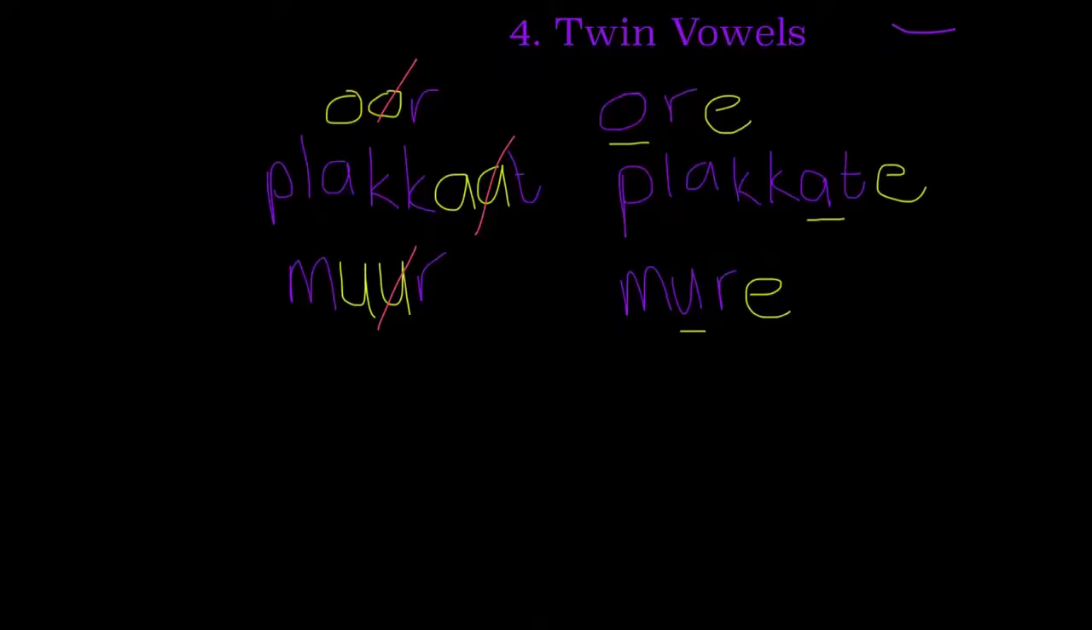So we just drop one of the twin vowels and add an E to the end, as we can see that I've done here. This means that the vowels still sound the same. Because the O is being kissed by the E, remember he's the brave leftover vowel, it sounds long. So oor changes to ora, because that vowel is kissing the E.